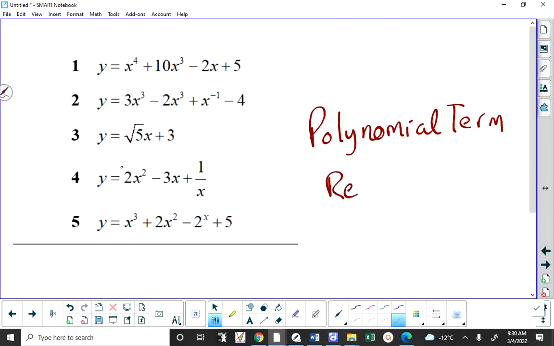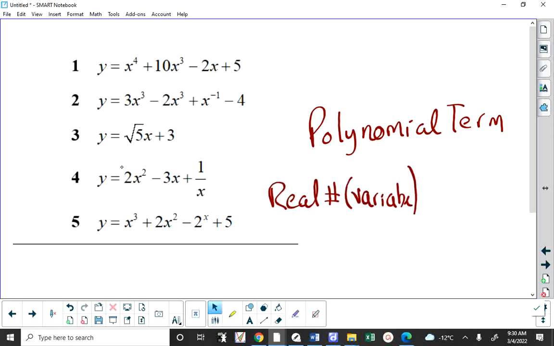But a polynomial term has to contain a real number. I'm going to dispense with the fancy math notation that we talked about in the first lesson. It has to contain a real number. It has to contain the variable. And it has to be raised to a whole number. So a real number is basically any number that we deal with in high school math. I don't think you would ever encounter the square root of a negative number on an exam, but if you did, that's not a real number. Okay.